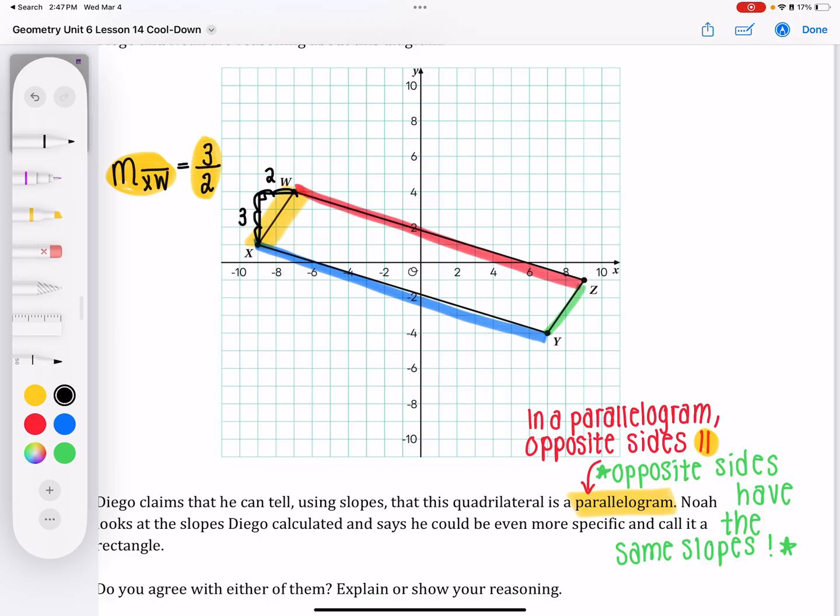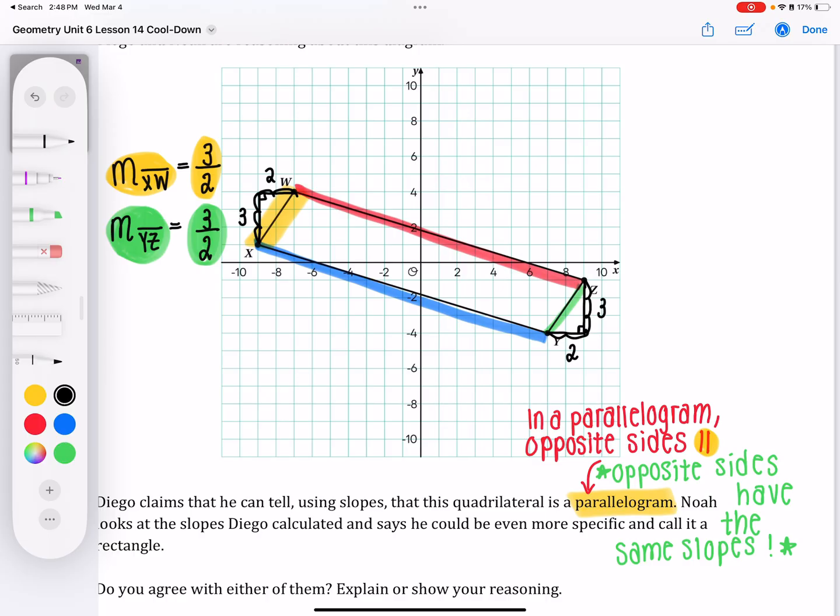Now let's take a look at line segment YZ, which is the green line segment, and let's calculate that slope. And if Diego is correct, I should have opposite sides with the same slope. That means that they are parallel. So I'm going to draw that same right triangle here, and I'm going to calculate rise, which is 3, over run, which I have 2. So right now, it looks pretty good. They do have the same slope, so I know that those two opposite sides are parallel.